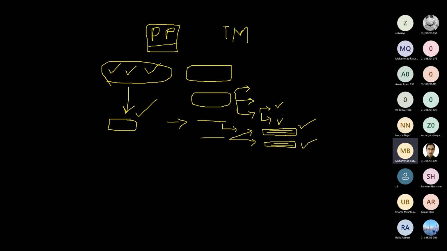So we create two documents in the collect requirements process. One is requirement documentation, and the second is the requirement traceability matrix. Before that, in plan scope management, we also create two plans. One is the scope management plan, and the other is the requirement management plan, right? So two things come from the first process, and the other two things come from the second process of scope. Is it clear?